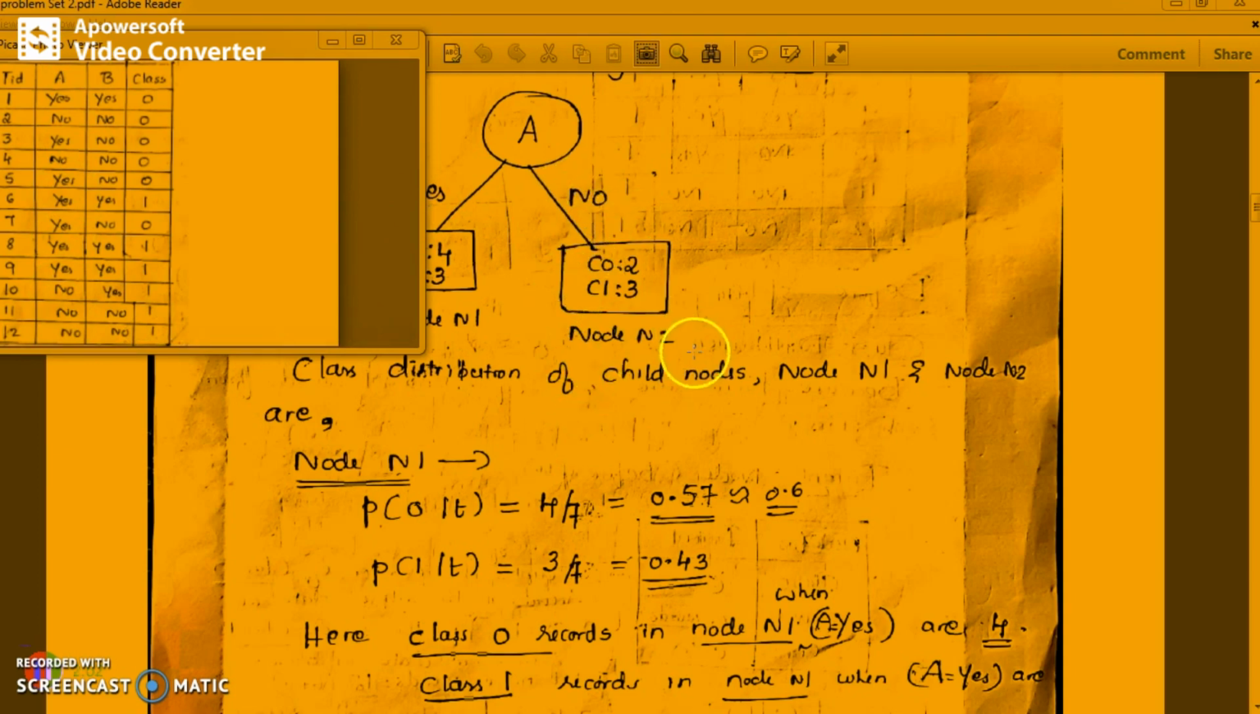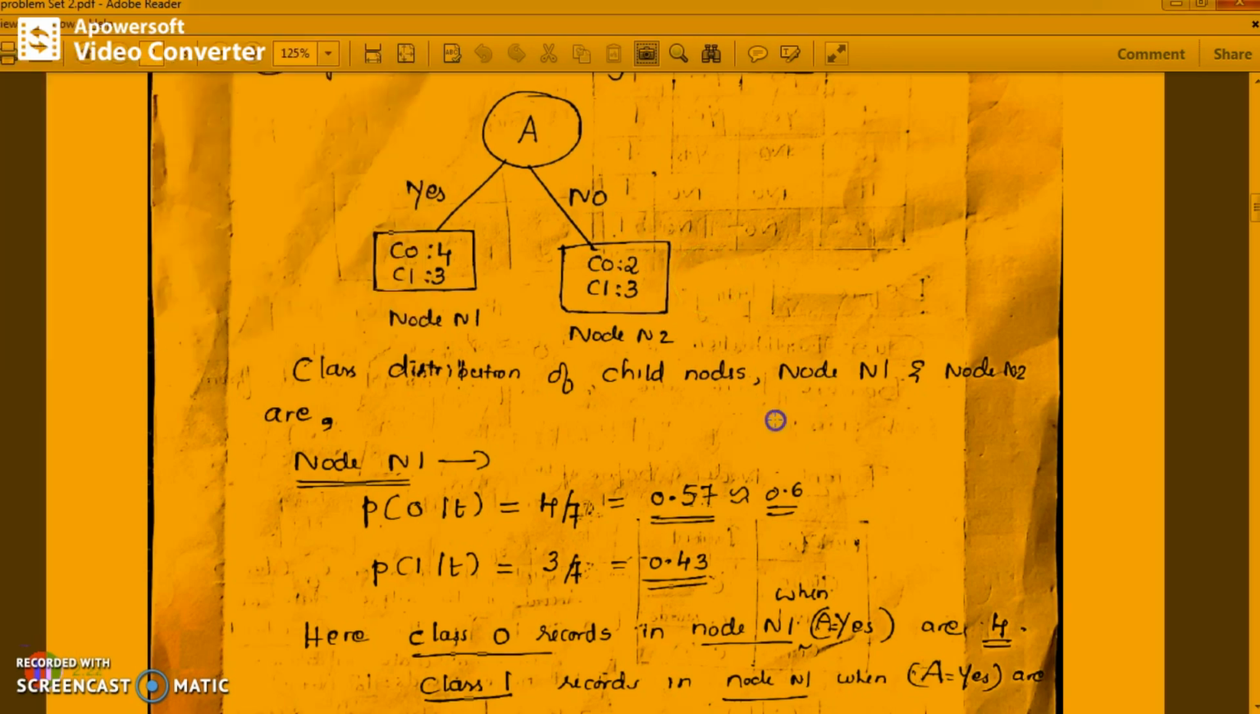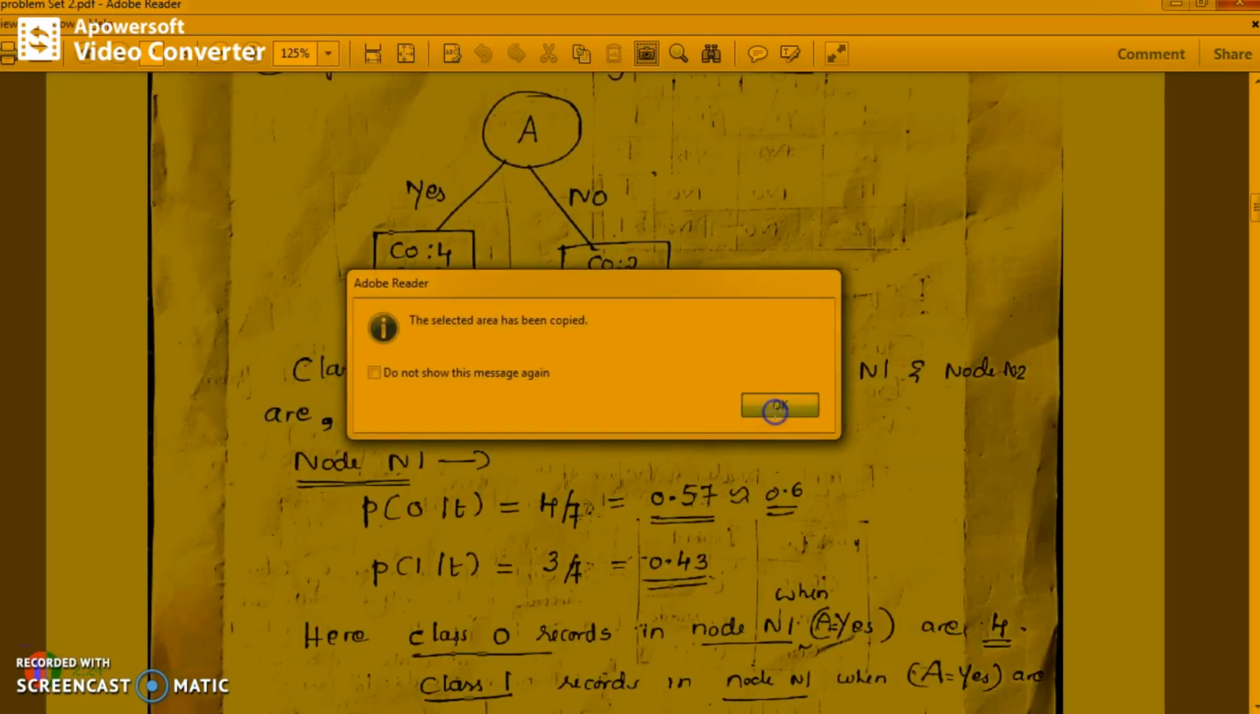So remember, for node N2, for this node again you have to calculate the class distribution, okay? That is, the fraction of records belonging to class 0, and again the fraction of records belonging to class 1, you have to compute. So how do you compute that? 2 divided by 5 and 3 divided by 5. So that would be the class distribution, okay?